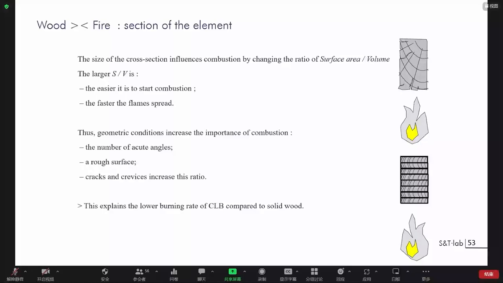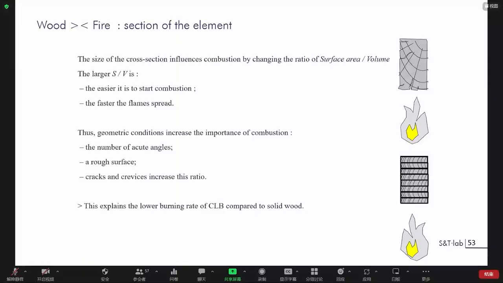And one of these parameters is that you will be comparing the surface and the volume, and the higher this proportion between surface and volume, the easier it is to start combustion and for flame to spread. So the objective would be to have fewer cracks. And you know that when timber is drying, cracks appear. That won't appear most of the time in glulam. And also in glulam, you will be removing all the cracks and so on.